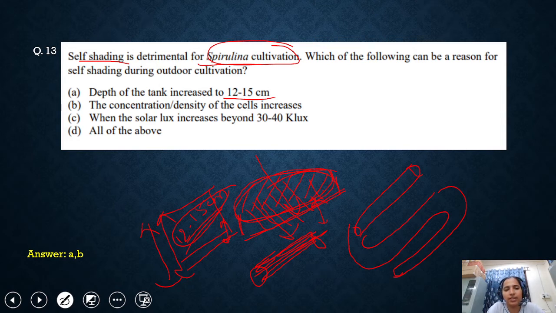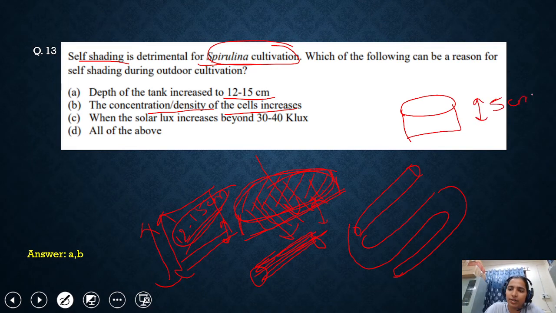The second option they have given is that the concentration or density of the cell increases. This also causes the same problem. Suppose you have only 5 centimeter depth of your fermenter, but the concentration of the spirulina is very high.